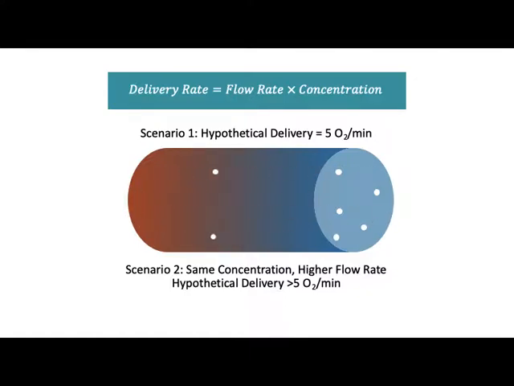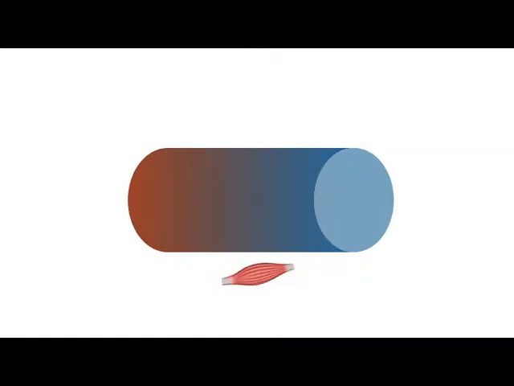Delivery is somewhat physiologically useful, but for our ability to calculate cardiac output, we need to imagine there's something in the way. We need to imagine the muscle is extracting oxygen from the sample. This is much more physiologically relevant.